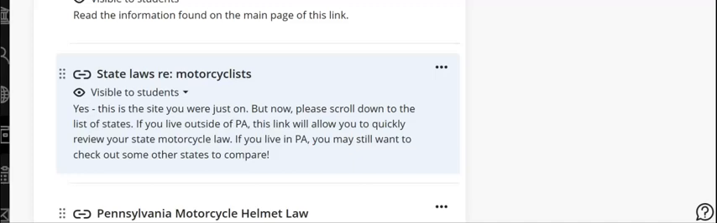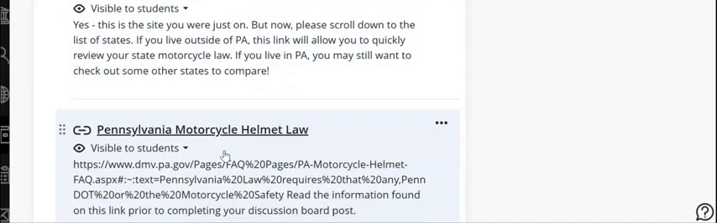And even if you do reside in PA, or in any state, you may want to look at and compare yourself to another state that you're interested in looking at the data.